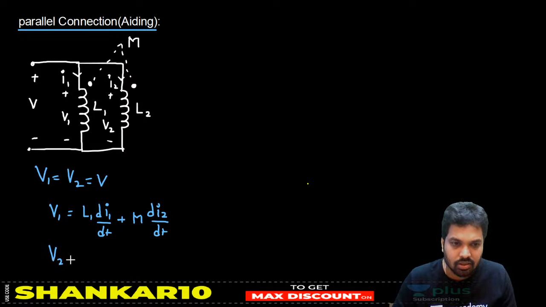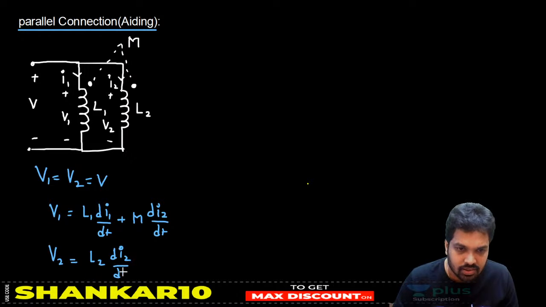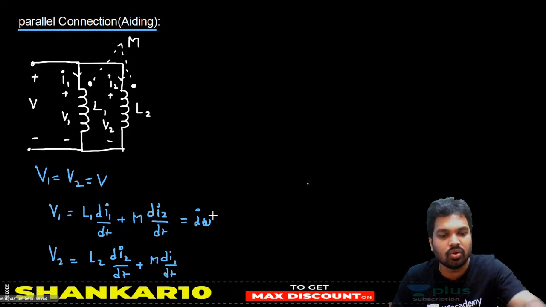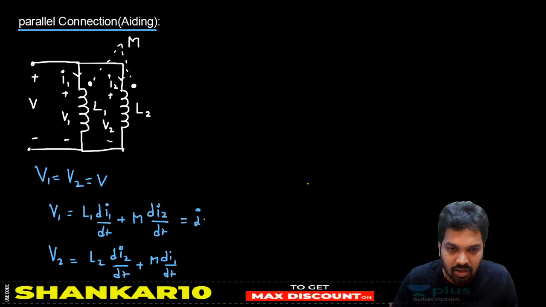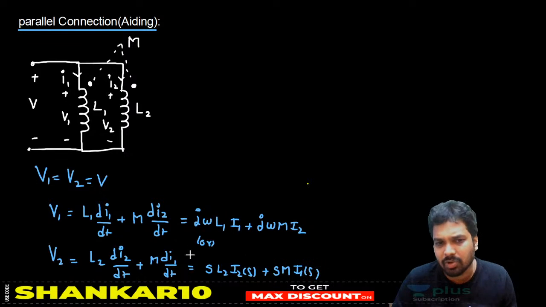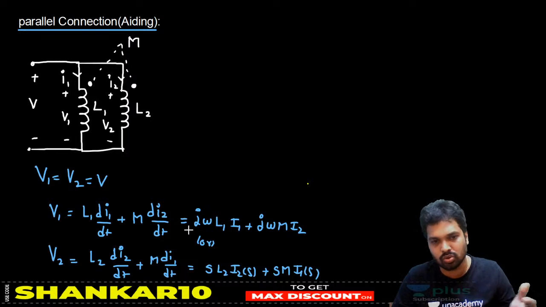What is V2, sir? L2 di2 by dt plus M di1 by dt. Here you can write this as j omega. You can take phasor help, Laplace help, both will help you. j omega L1 I1 plus j omega M into I2. Another representation is Laplace, that is s into L2 into I2 of s plus s into M into I1 of s. Whether by Laplace or by phasor, we solve this generally. I will show you in the problems.